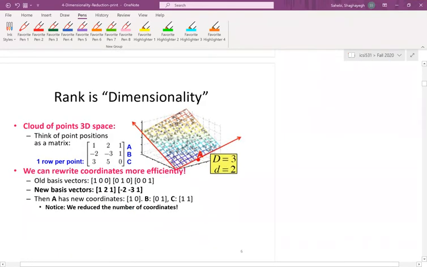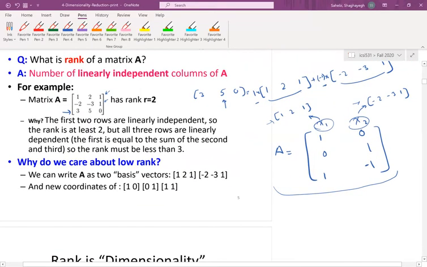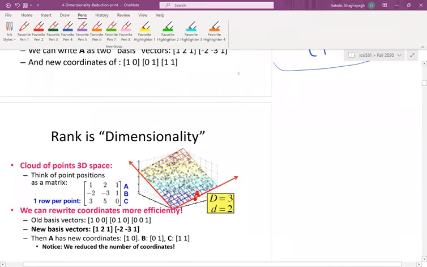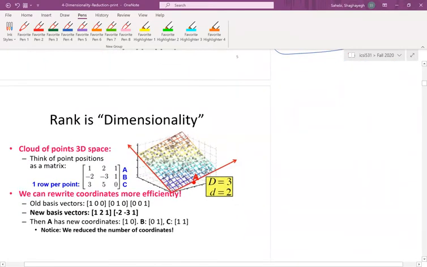So basically, rank is our dimensionality. So when we are in this new lower dimensional space, we are using the lower rank representation of our data in it. So our old basis vectors, when we have this old matrix A, are going to be standard basis vectors. You remember standard basis vectors from linear algebra, right?